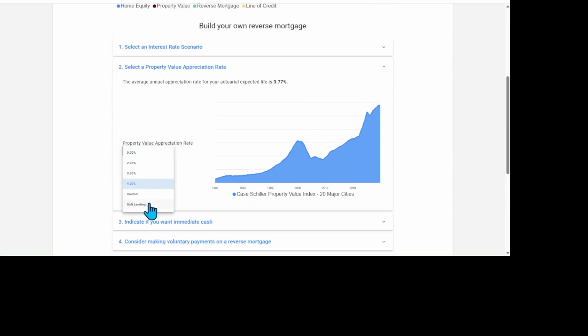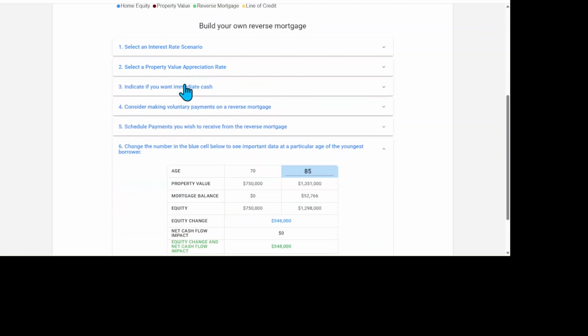You can do your own custom rate there. You can create 3%, 2%. So there are a lot of different options available to you there.